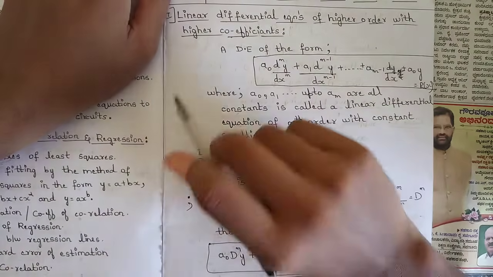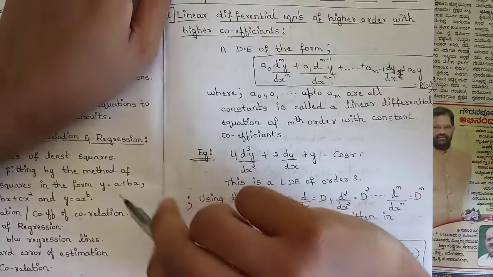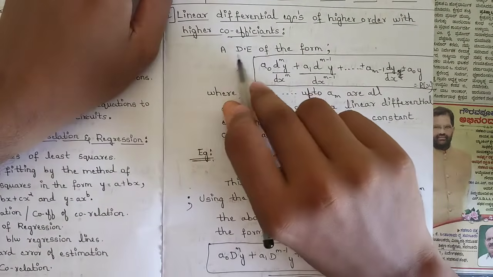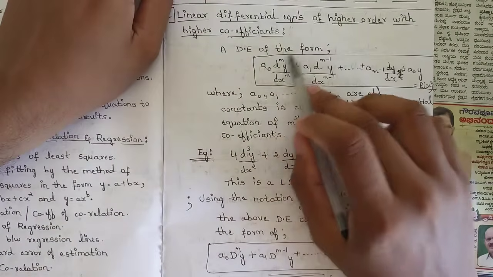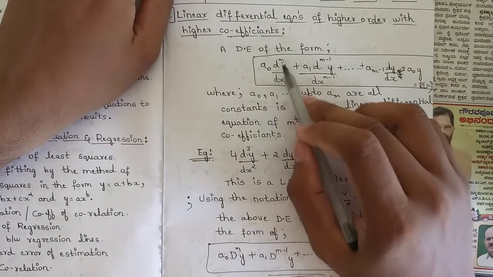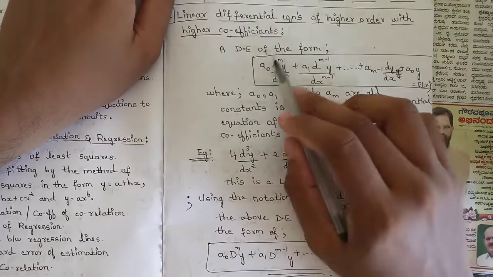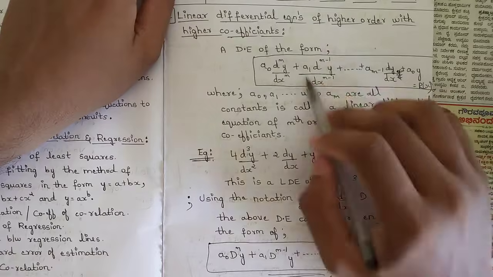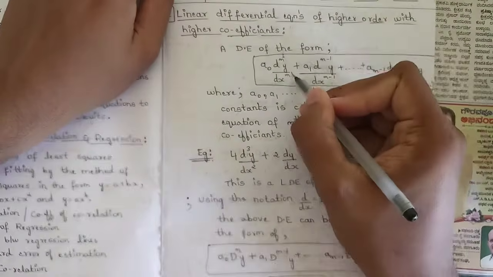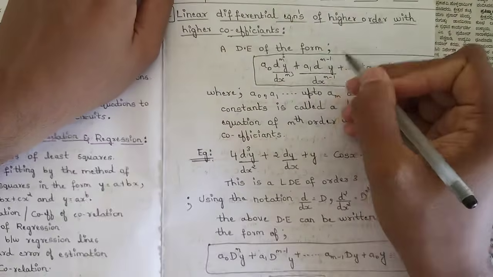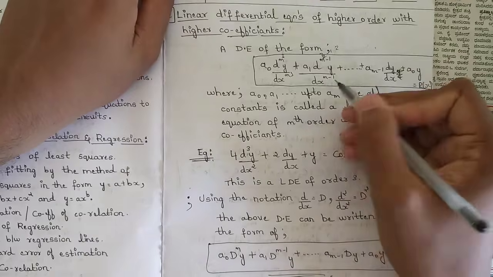The first thing, let's see the linear differential equations of higher order with constant coefficients. We know that generally a differential equation is of the form a naught d^n y / dx^n, that is, generally the nth derivative. Plus the next derivative, means if for example n is equal to 3 here, the next derivative would be written with the square, so n minus 1, d^2 y / dx^2, like that.